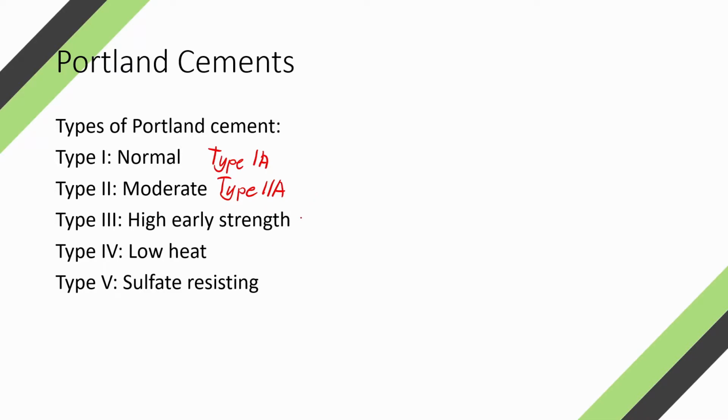Kapag type 3, so type 3 is high early strength. So, yung high early strength is kapag nag-harden na siya, usually meron siyang strength na more than its service strength. Na mas mataas yung strength niya kapag bagong harden pa lang siya. Kasi kapag kailangan mo ng strength early on in its lifespan, so ito yung gagamitin mo na cement. So, meron din tayong air entraining dito. So, type 3A. So, air entraining na high early strength cement.